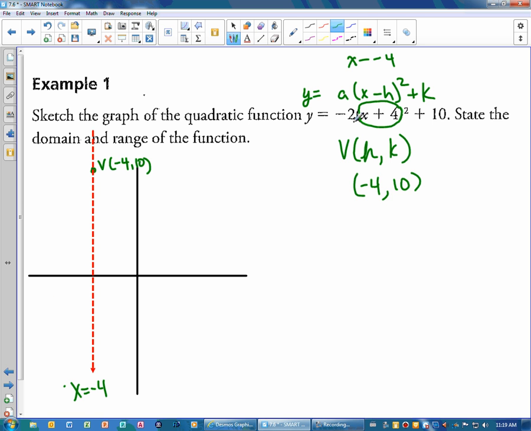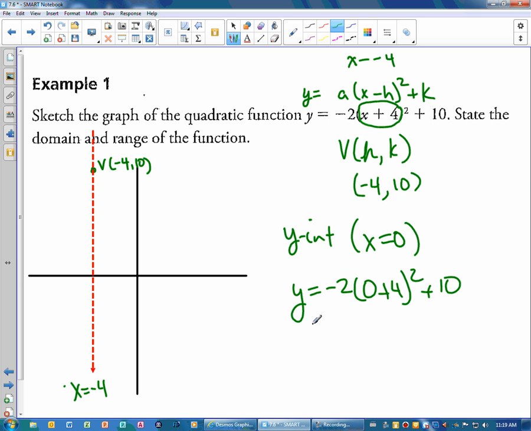Now to get the x-intercepts, I'd have to expand this and then I'd have to factor it. But I could calculate my y-intercept because I know that when I'm on the y-axis, x is 0. Okay, right here, x is going to be 0. So let's see what y will be when x is 0. So y will be negative 2(0 plus 4) squared, plus 10. BEDMAS says I have to do what's in bracket first. So 0 plus 4 is 4.